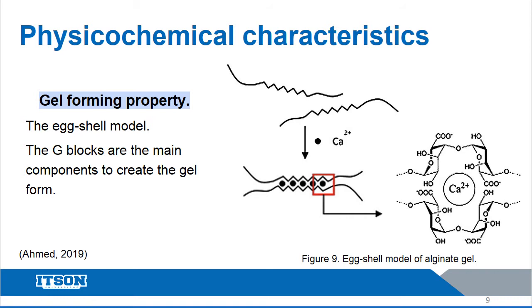It happens because of the chelation that takes place thanks to the structural features of the G blocks, that the G blocks are like triangles. So when they are linked together, it looks like an egg box. And that's why the G blocks are important for the gelation of alginate.